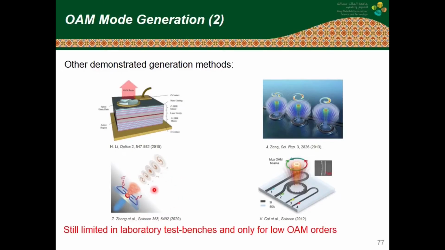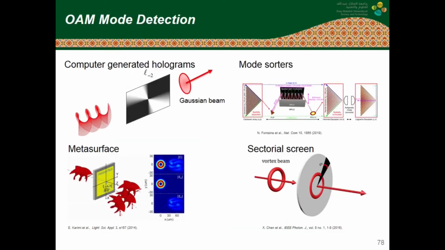However, all these techniques are still limited to laboratory test benches and only to low OAM topological charges. There are also many detection techniques for OAM light, such as the use of computer-generated holograms also loaded on spatial light modulators, homemade mode sorters, metasurfaces, and homemade sectorial screens.